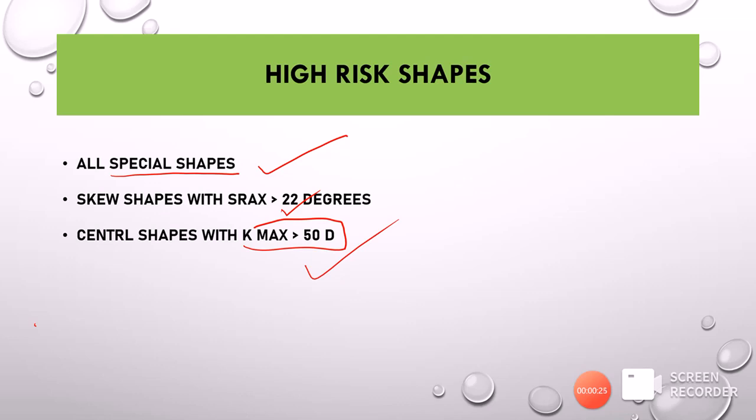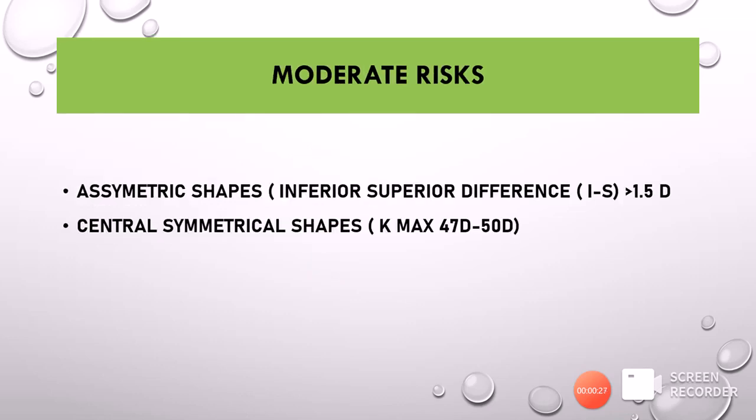Moderate risk, that is asymmetrical shapes in which the inferior superior difference, that is IS difference, is more than 1.5 diopters, definitely it is a moderate risk. Central symmetrical shape with Kmax of 47 diopters to 50 diopters is a moderate risk.